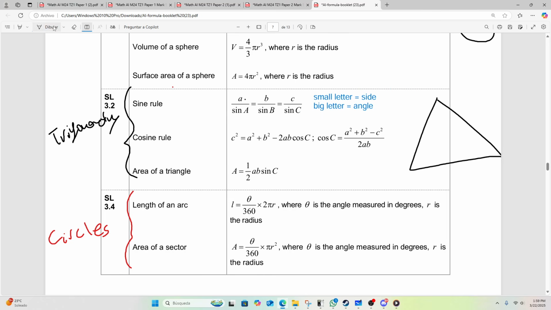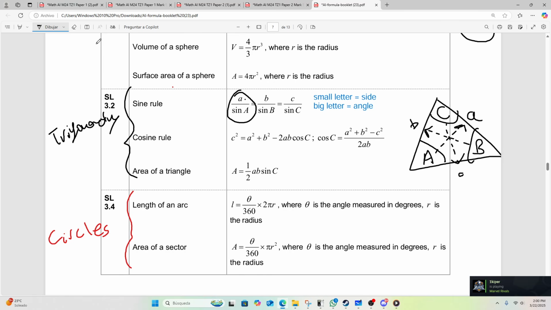So how does this work? Let's say that this is angle A, then this is side A. If this is angle B, then this is side B. And if this is angle C, then this is side little c. Okay, so for sine rule, I need to have clearly just a couple of sides and I'm good to go. See? So if you have a pair of a side and an angle, you can already use sine rule.